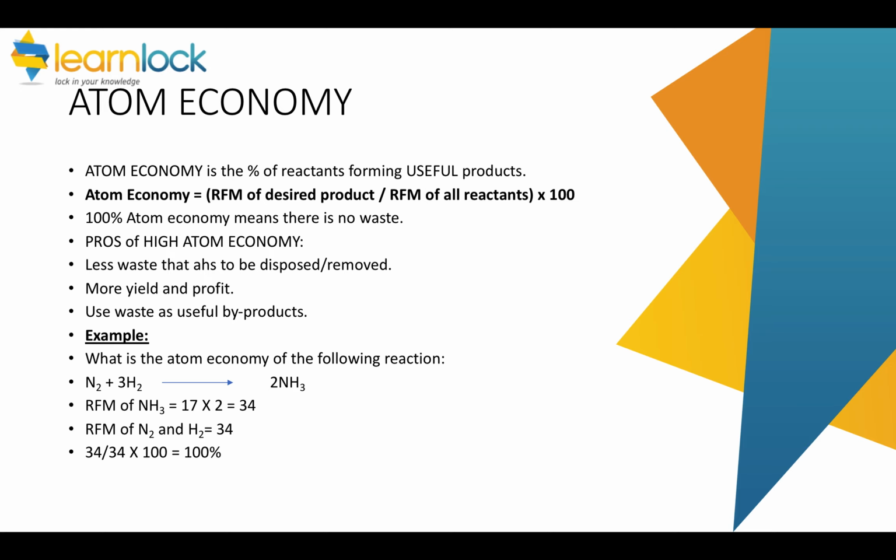What is the atom economy of this reaction here? Well, first of all, find out the formula mass of NH3, the product, which is 34. So it's 17, so 14 plus 3 times by 2, 34. Then the atomic mass of nitrogen and hydrogen, which is also 34. And then you would take the desired product, which is ammonia, and divide it by all of the reactants, which were also 34. So in this case, it's 100%, but it's not always going to be 100%.